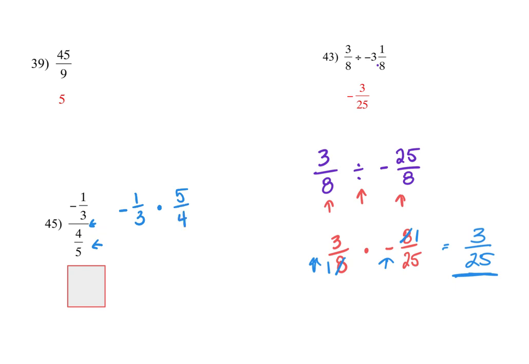Once you do this, same thing as always. Can I cross cancel anything? Once I do that, multiply across. Can I cross cancel here? I cannot. 1 times 5 is 5. 3 times 4 is 12. 1 positive and 1 negative, right? So my answer is going to be what? Negative 5 over 12.